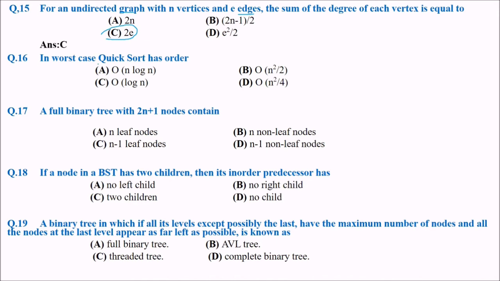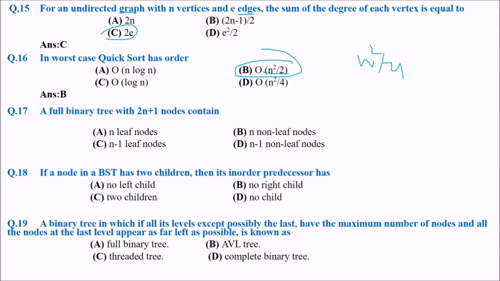In worst case, quicksort order has... Worst case quicksort, is it n square? See, n square by 2 and n square by 4 are equivalent only. The answer is B, so it will be n square by 2. But still, n square by 2 and n square by 4 will vary if the value of n would increase. That is why the worst case of quicksort is order of n square only. But if we precisely measure it, it will be n square by 2.